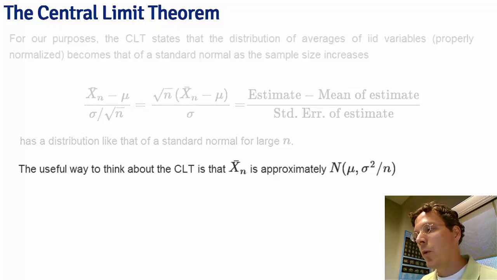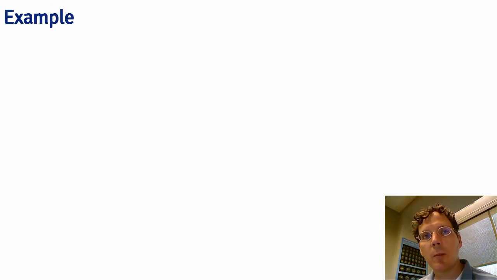The most useful way we think about the central limit theorem is to say that the sample average is approximately normally distributed with a mean given by the population mean and a variance given by the standard error of the mean. So let's go through several examples to illustrate the central limit theorem using simulation.